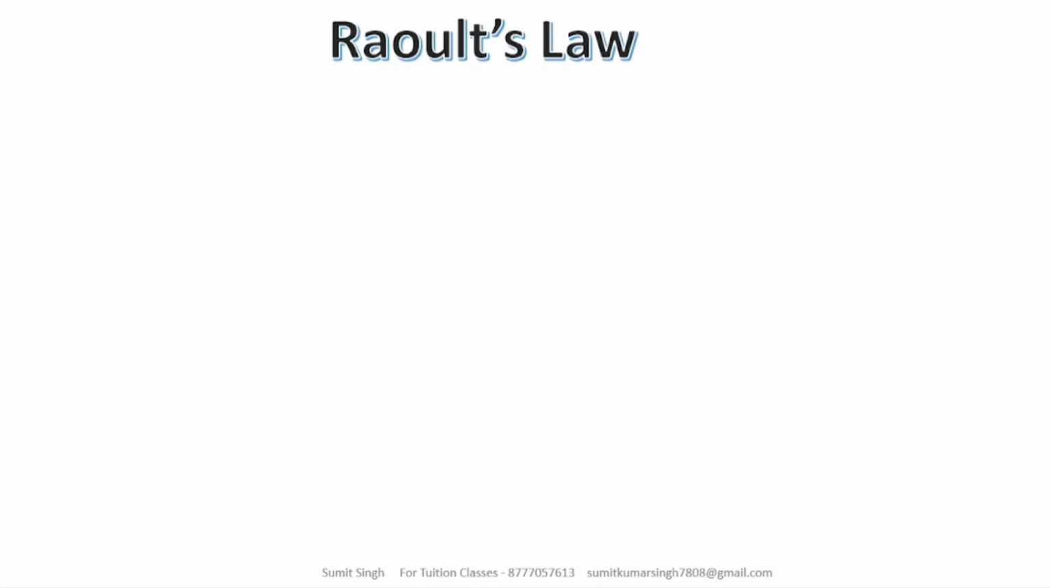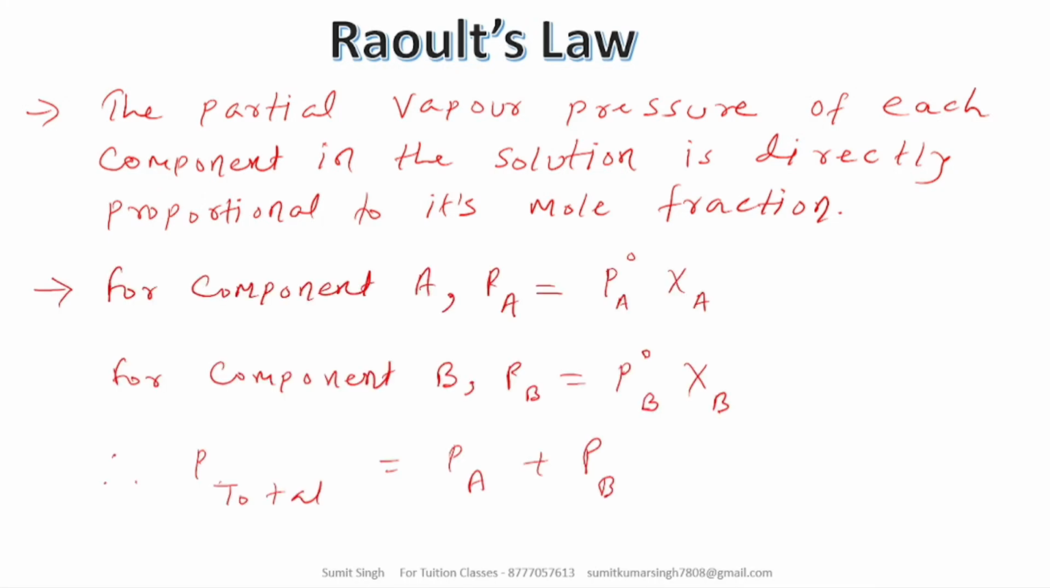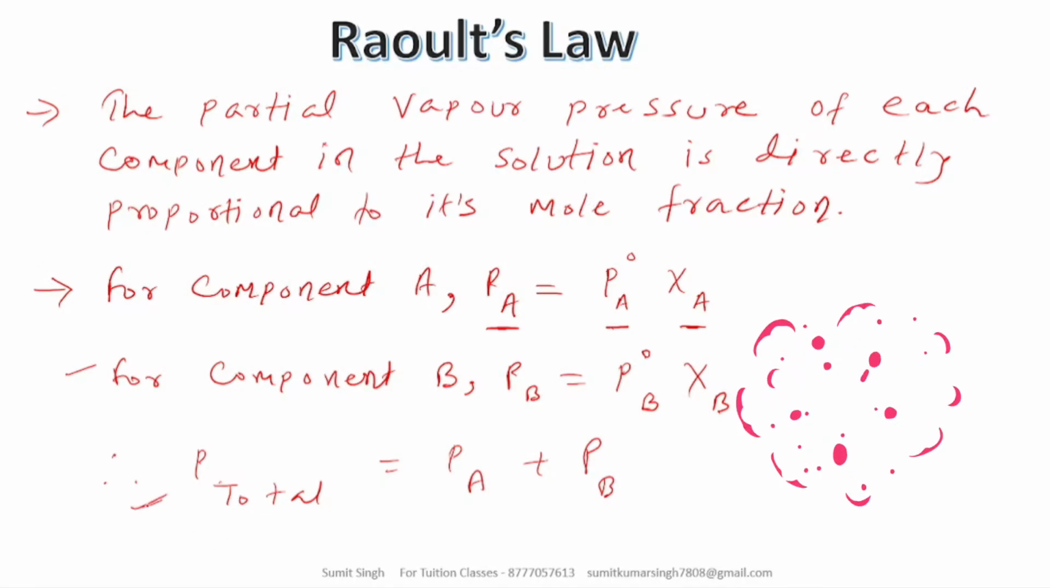Raoult's law is very important because in the exams multiple questions can be asked from here. So for a solution of volatile liquids, the partial vapor pressure of each component in the solution is directly proportional to its mole fraction. Mathematically, let's say we have two liquids; for component A we have the pressure at point A. According to Raoult's law, it will be equivalent to P naught A times the mole fraction of A. Similarly, we will find out the pressure for B. So the total pressure will be equivalent to the sum of the pressures of components A and B.